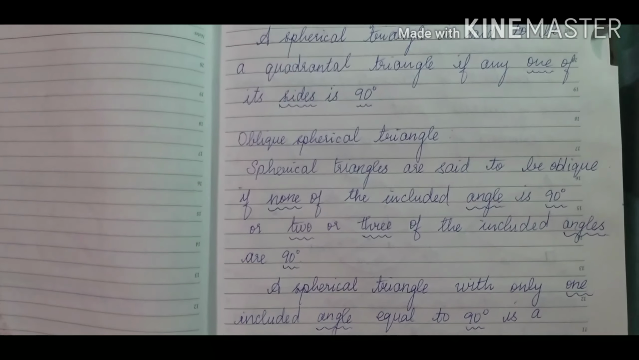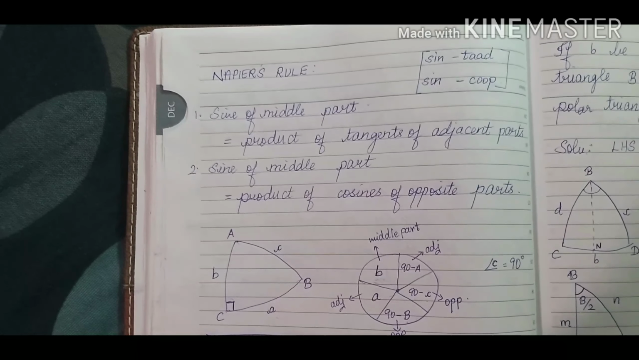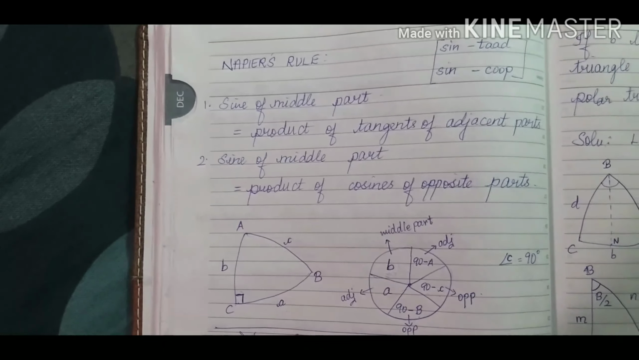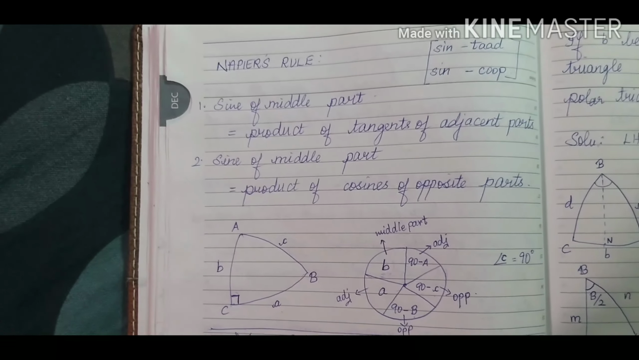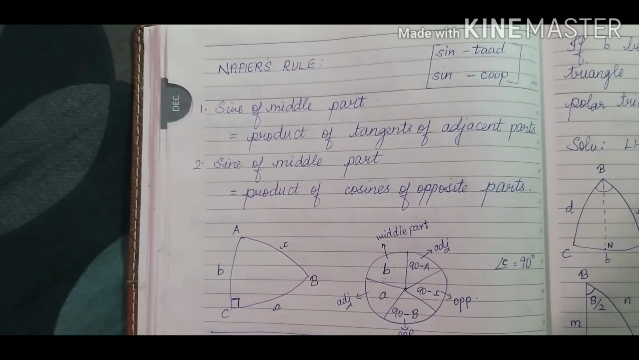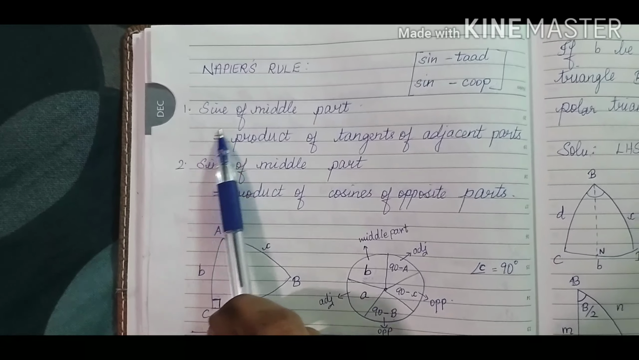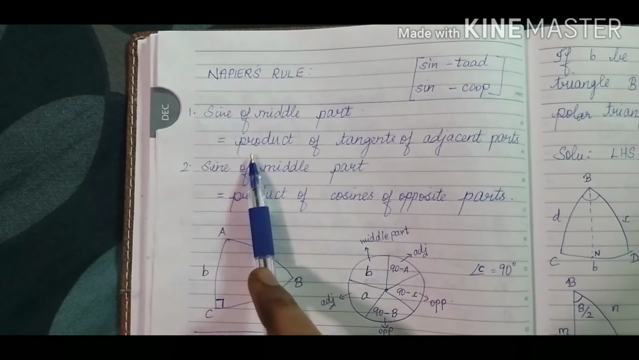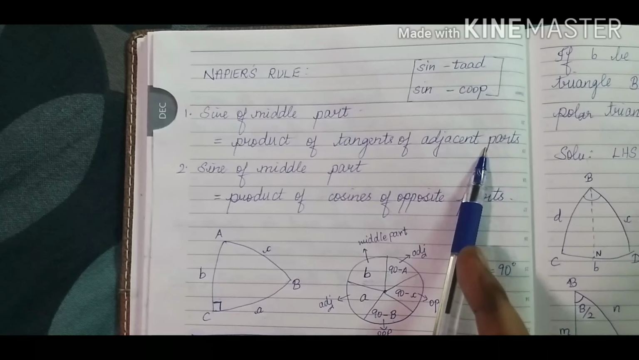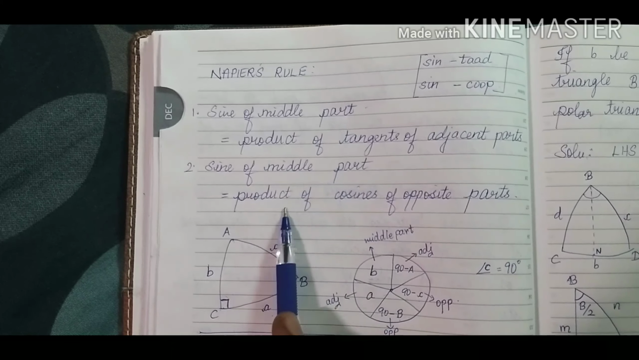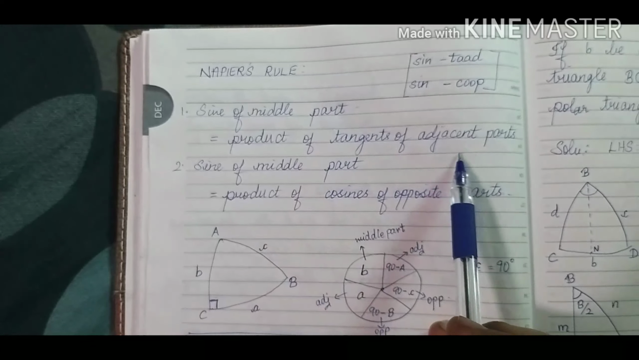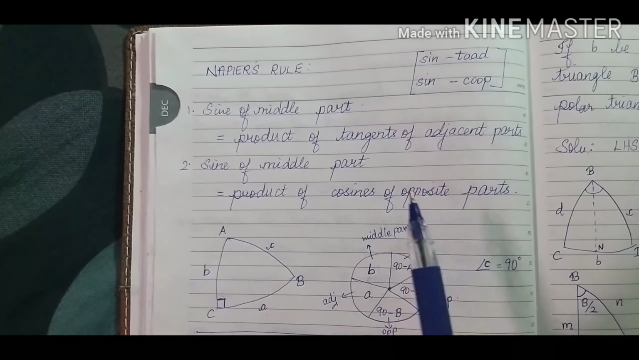Next we will see Napier's rule. Napier's rule is applied only in a right triangle. That is, if one angle of a spherical triangle is 90 degrees only, we can apply this Napier's rule. The Napier's rule statement is as follows. Sine of middle part equals product of tangents of adjacent parts. And the second rule is sine of middle part is equal to product of cosines of opposite parts. Before understanding this definition, you should know what a middle part, adjacent part and opposite parts are.